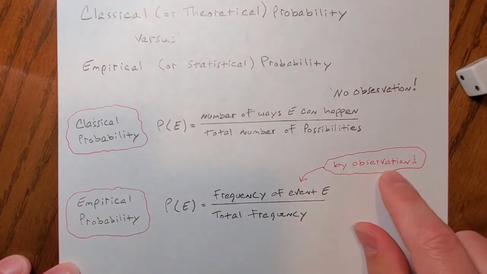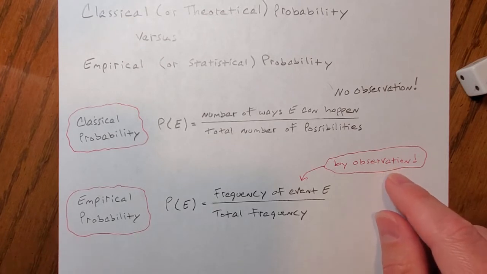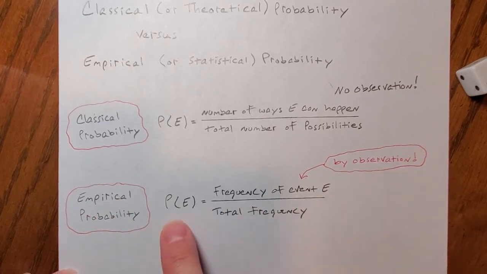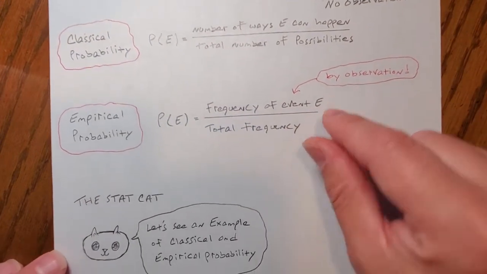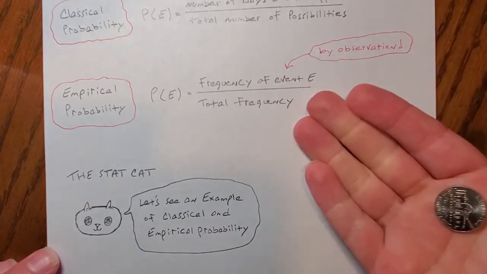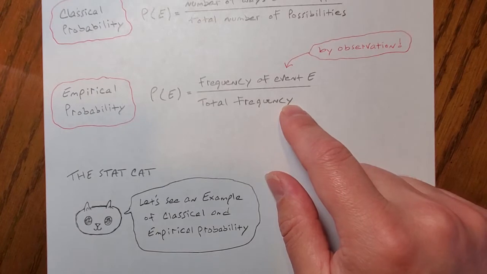Now, what's different about empirical probability? Well, it requires observation. It requires actually doing something and seeing what happens, and perhaps counting or tallying the results. So in empirical probability, we are making observations, and the probability of an event E is the frequency of that event over the total frequency. That one is a little bit harder to describe. That's the definition, what you would find in a book or something like that.